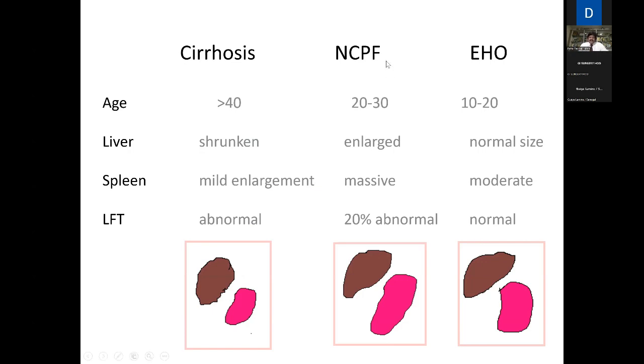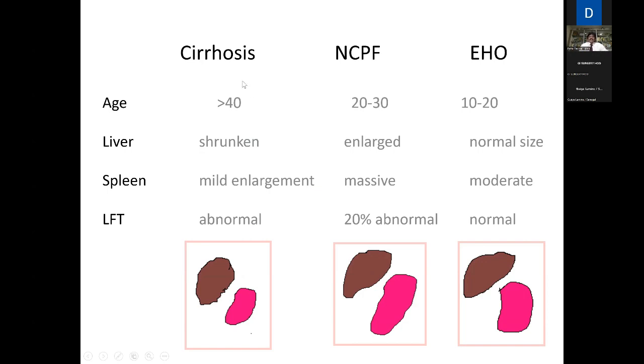As far as NCPF is concerned, it's seen in the second, third decade. Their livers are just enlarged because of congestion. And then they have massive spleens for some reason. And 20% of their LFTs are abnormal. And if you see hepatomegaly and massive splenomegaly, it's NCPF.